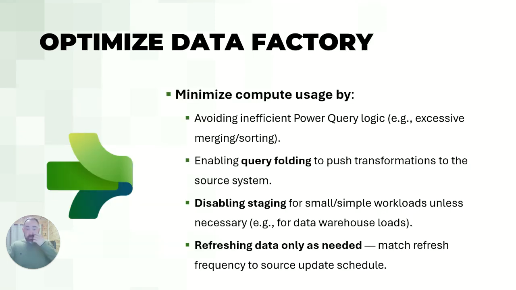Optimize data factory. So we want to minimize the compute usage by avoiding inefficient Power Query logic. So merging, sorting. Enable query folding to push the transformations to the source system. Disabling staging will help. Disable those for your small and simple workloads unless necessary. And refresh your data only when you need it.